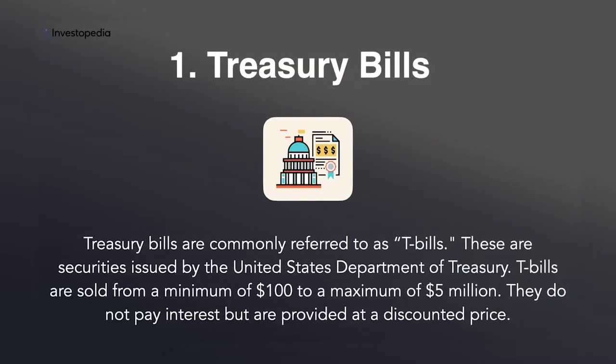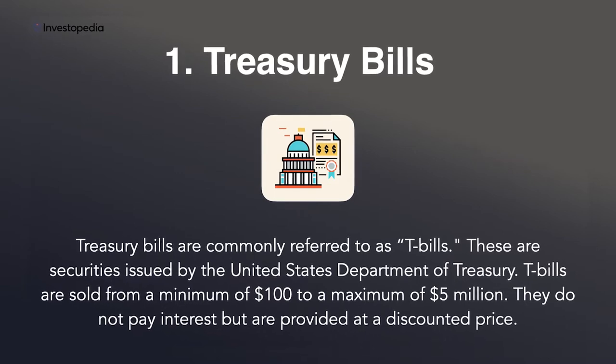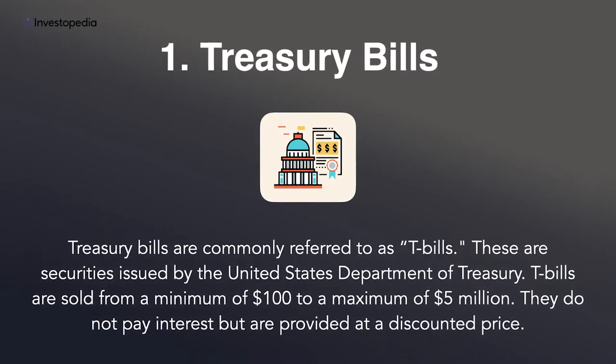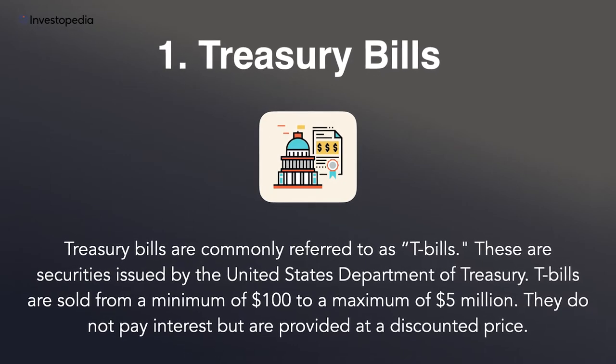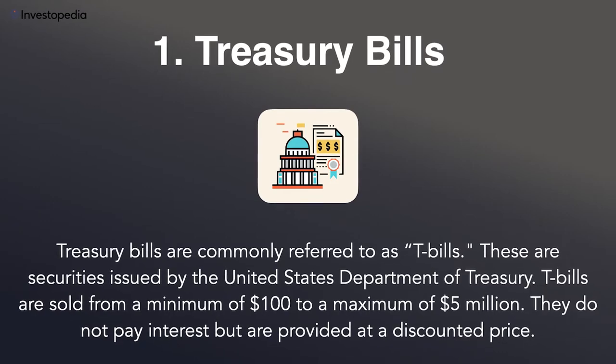However, there's a lot of fear that goes on, and people want to put money in savings because they don't know what to do next. So this is why I'm providing the education. Treasury bills. We're going to talk about that first. Treasury bills are commonly referred to as T-bills. These are securities issued by the United States Department of Treasury. T-bills are sold from a minimum of $100 to a maximum of $5 million. They do not pay interest, but are provided at a discount price.